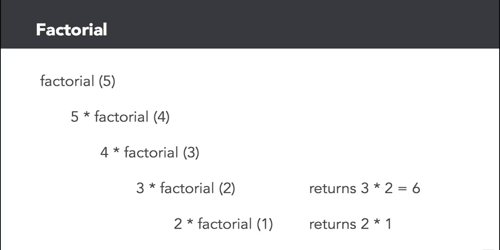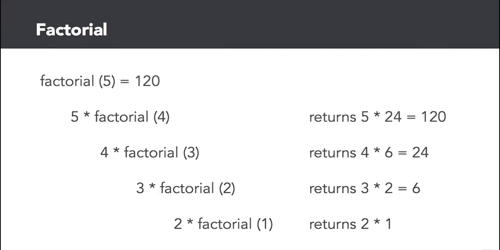So 2 gets replaced. Now we do 3 times 2 is 6. And this process continues. Now we have 4 times 6 is 24. And finally, 5 times 24 is 120. So it's almost like the process goes down and then back up again. What's happening here is the values as it goes down are getting stored in a stack heap out in memory.